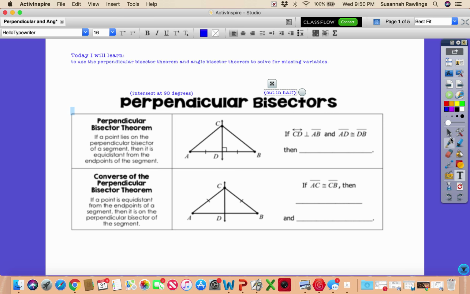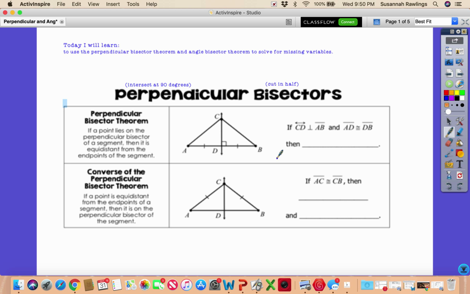So if I look at this picture here, if I'm going to identify which line my perpendicular bisector is, it's going to be line CD. And I'm just going to highlight that. I know this is a line because it has arrows. And I would write that as line CD, which is written right here. Remember the symbol for perpendicular is right there, that upside down T.